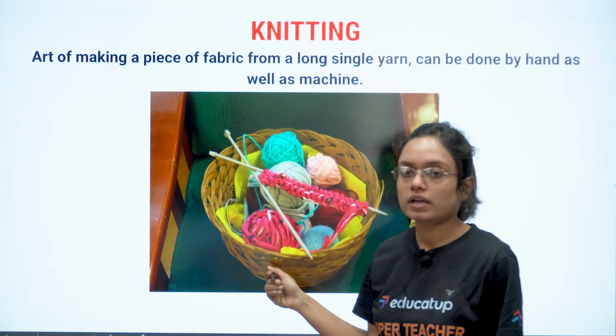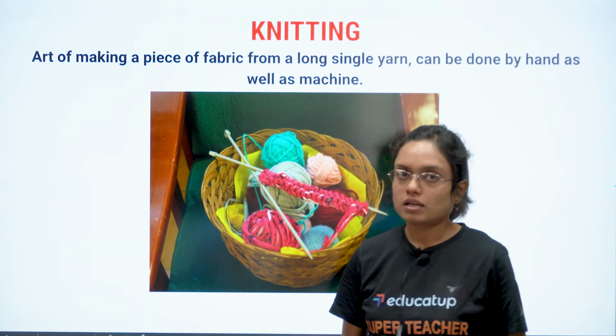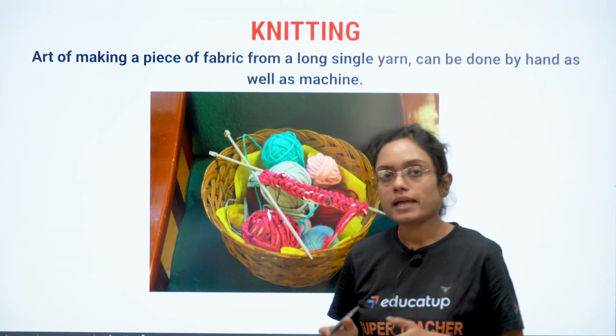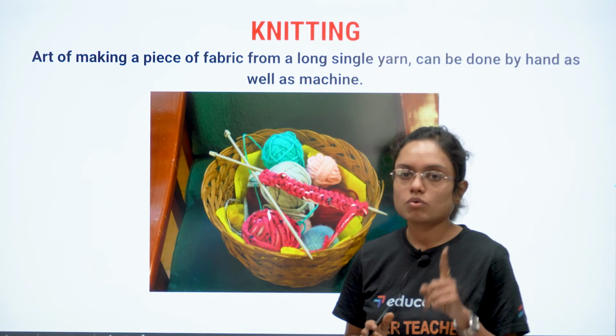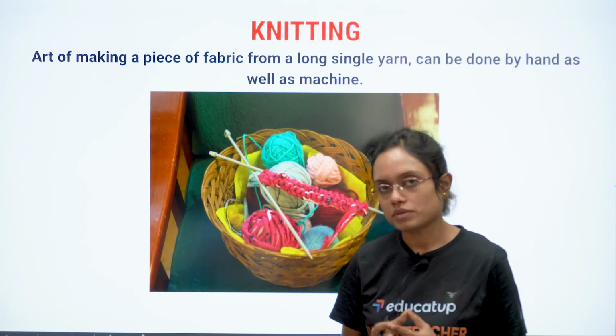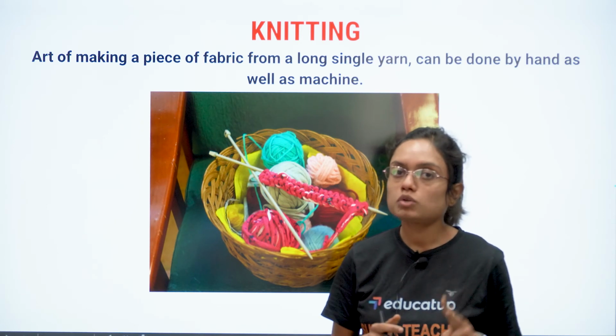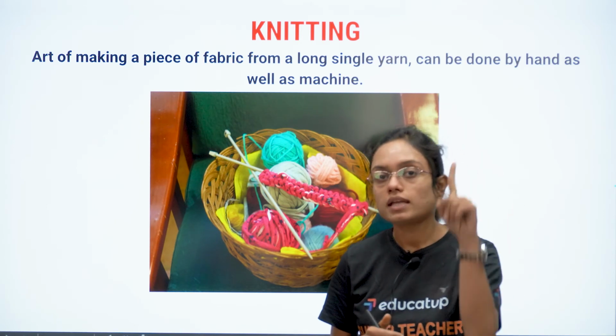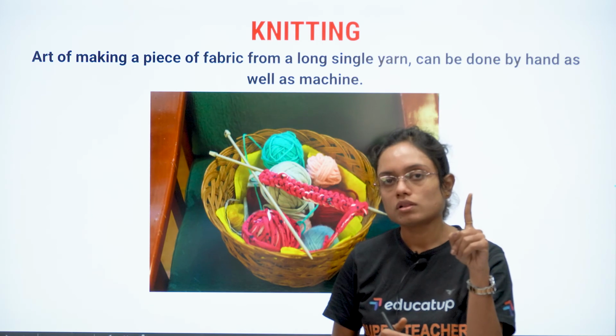Alright, now let's move ahead. The next process is knitting. The difference between knitting and weaving is only one. In knitting, only one single yarn is used to make the entire fabric or clothing. In weaving, you had the two sets of yarn. In knitting, you have one single yarn ball.